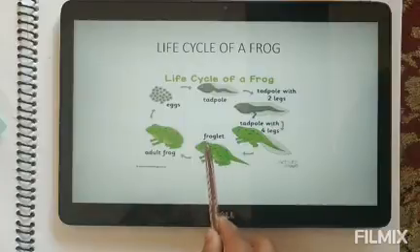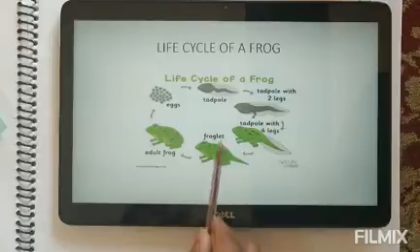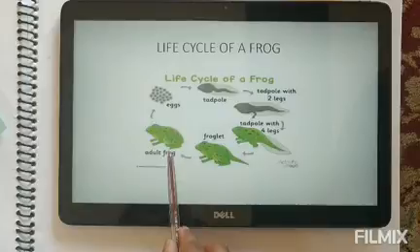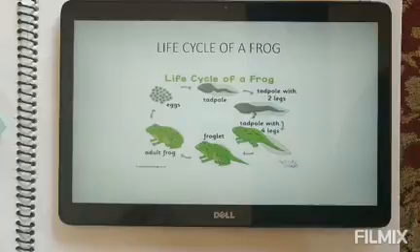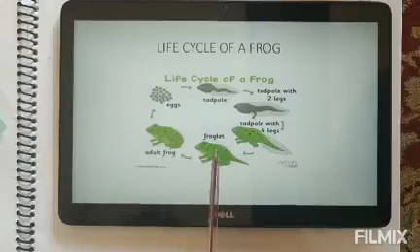Remember, froglet, froglet. And then when the tail disappears, it becomes an adult frog. So these are the different stages in the life cycle of a frog. Remember the terms that we have learned today.